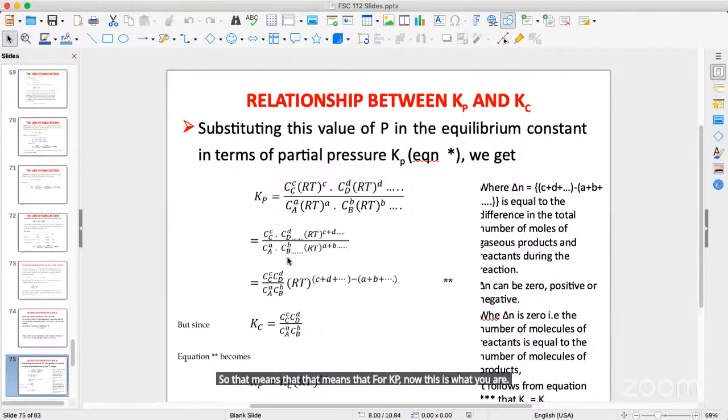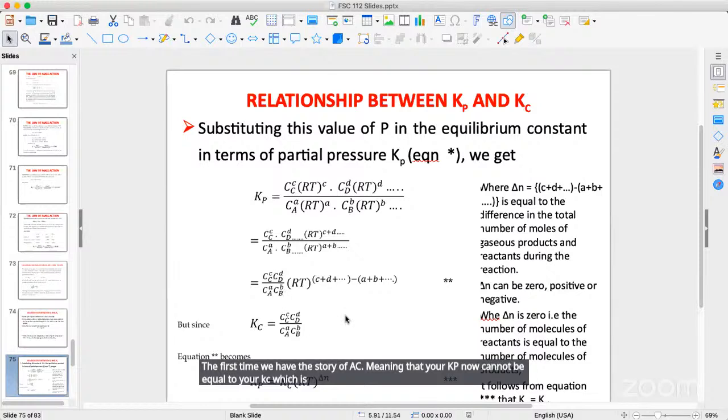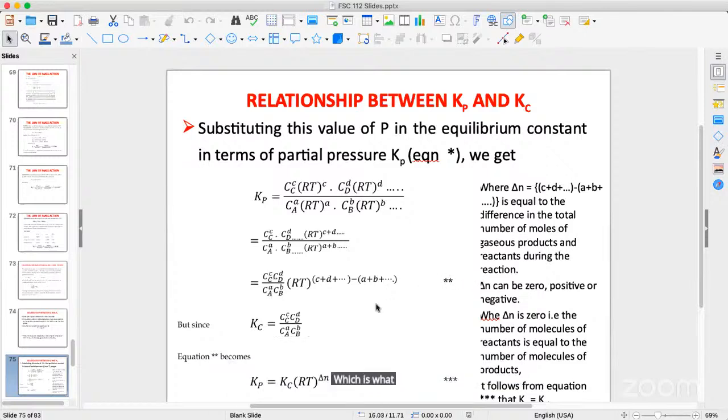And if you look at it very well, the first term we have there is still your Kc. Meaning that your Kp can now be equal to your Kc, which is all this term you have here, that is C raised to power C, D raised to power D, divided by A raised to power A, multiplied by B raised to power B, which is your Kc, which is what you have in your equation star. So that makes your Kc.